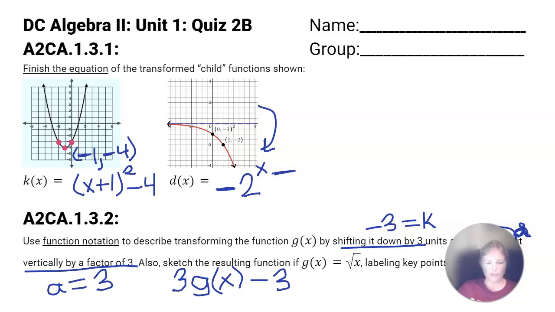Now when we use function notation for a shift down by 3 and a stretch vertically by 3, we end up with 3 times g of x, minus 3. Everything that happened was vertical, so nothing changed about x inside the parentheses. We just took the outputs g of x and multiplied them by 3 and shifted them down by 3.